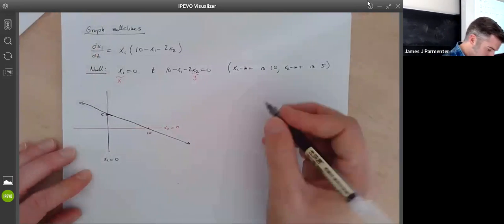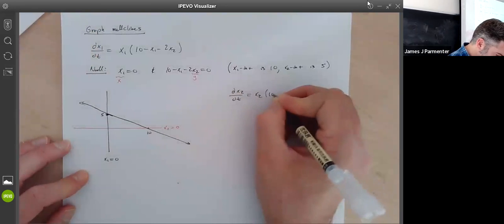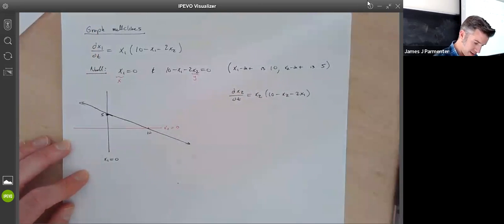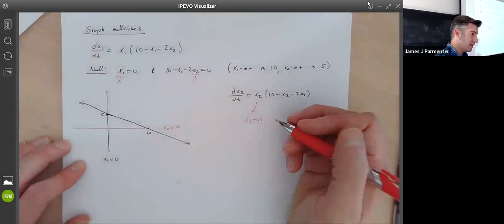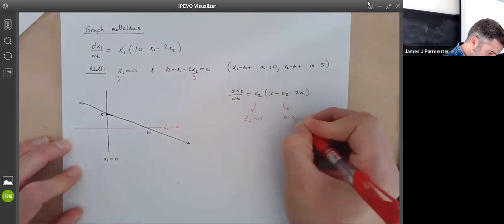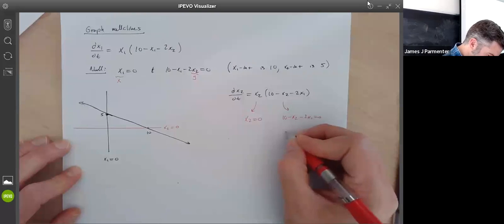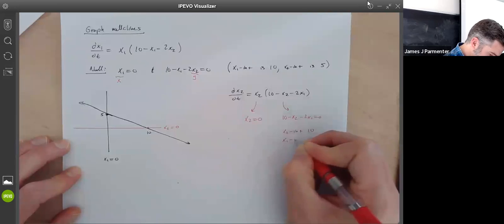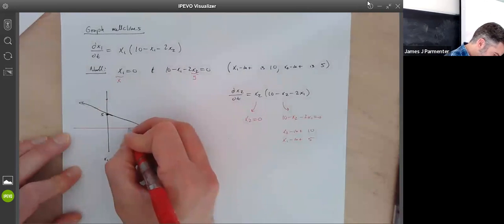And then the other equation is dx2 dt equal to x2 times (10 minus x2 minus 2x1). This one has null lines that are x2 equal to 0, or y equal to 0, which is the x-axis, and 10 minus x2 minus 2x1 equal to 0, which is your line with an x2 intercept of 10 and an x1 intercept of 5. So I'm just getting that point and that point.